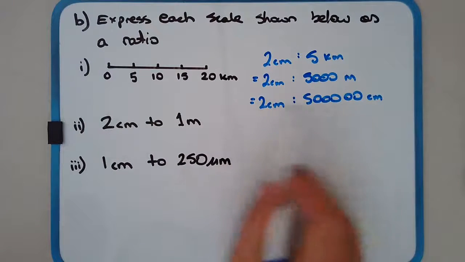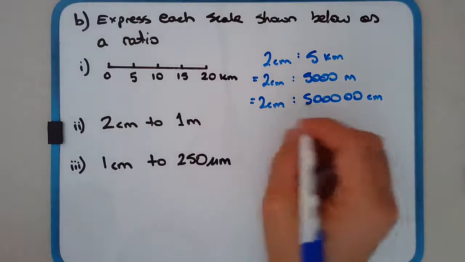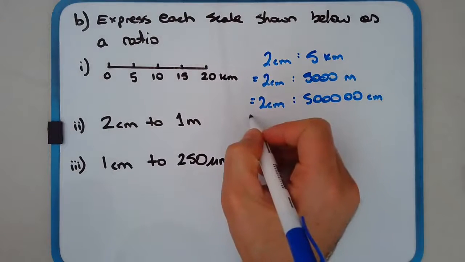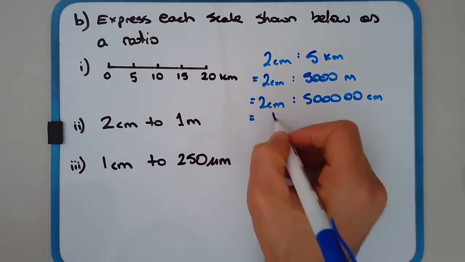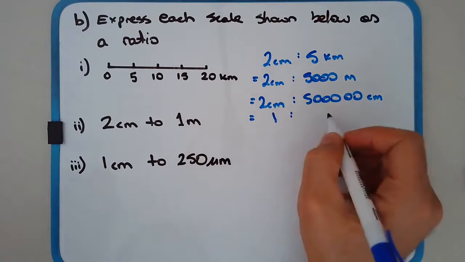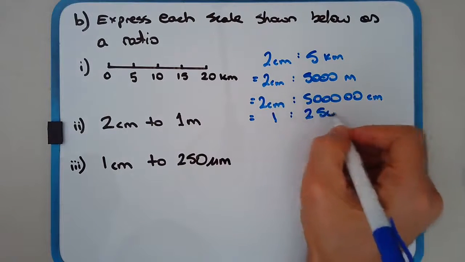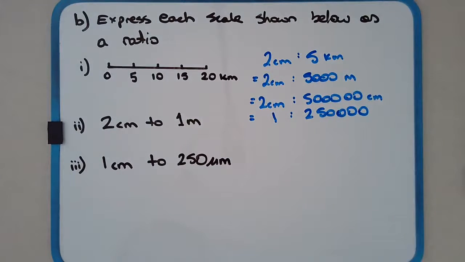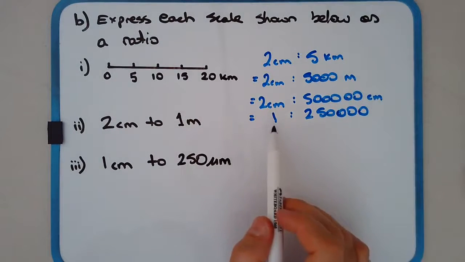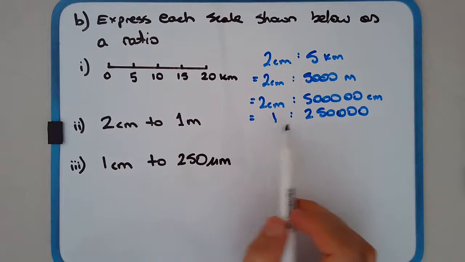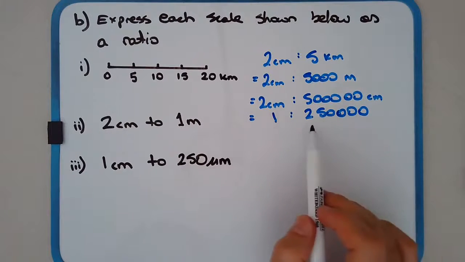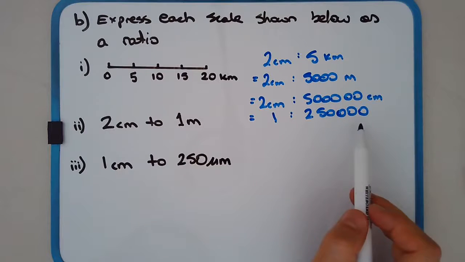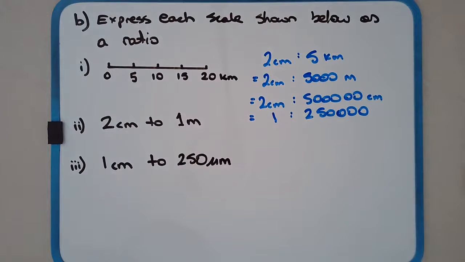However, they're both even numbers, so we can divide them by 2. We should be simplifying these ratios as well. So that'll be the ratio 1 to 250,000. So every centimeter on, let's say, a map, or every centimeter on the diagram represents 250,000 centimeters in real life. What about this one?